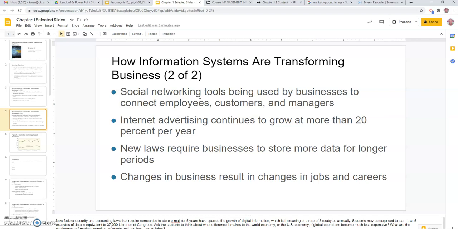We use Google Apps Suite, for example, right? That would be one of ours, but there's more social networking, right? Internet advertising, yes, continues to grow. That's how all of Google makes its money, through advertising, and all of Facebook, right?